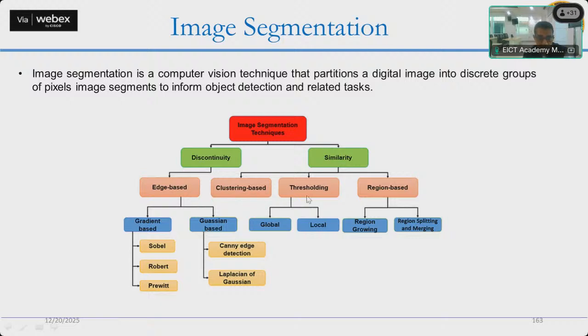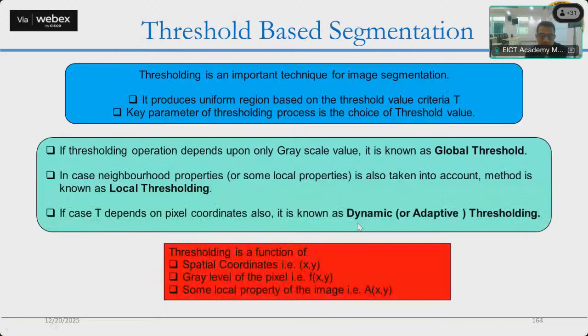In the similarity part, you use thresholding, clustering base, and region base. Similarity means similar clusters are there. On similarity base, you use the threshold to find out the similarity. In the region base, again you find out. In the threshold base, you find the global and local; threshold can be at the global level or local level. Region based: region growing, region splitting and merging. So this is the one. So we will see.